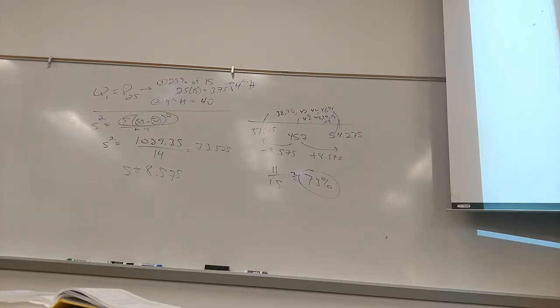For B, it says relative frequency distribution. So relative frequency distribution is the table.